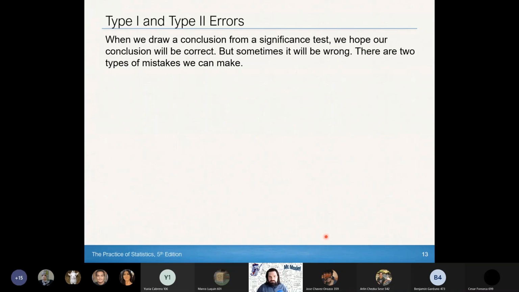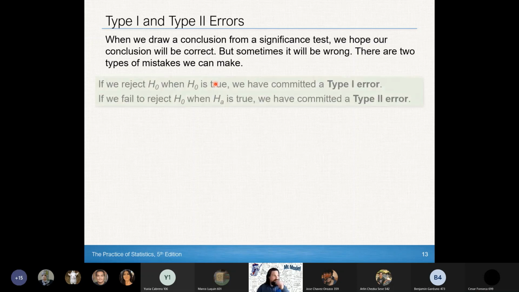Now that we can make a conclusion, there are things that we can mess up. We have type 1 and type 2 errors. When we draw a conclusion from a significance test, we hope our conclusion will be correct, but sometimes it will be wrong. There are two types of mistakes we can make. If we reject H0 when H0 is true, we have committed a type 1 error. If we fail to reject H0 when HA is true, we have committed a type 2 error.